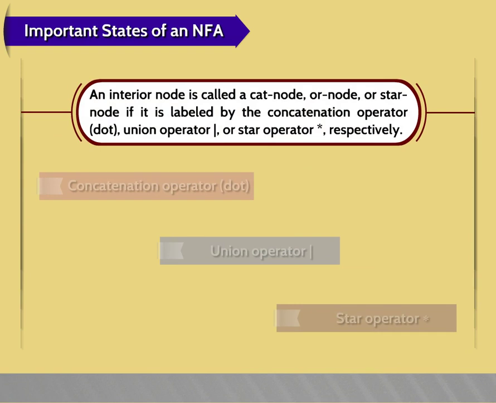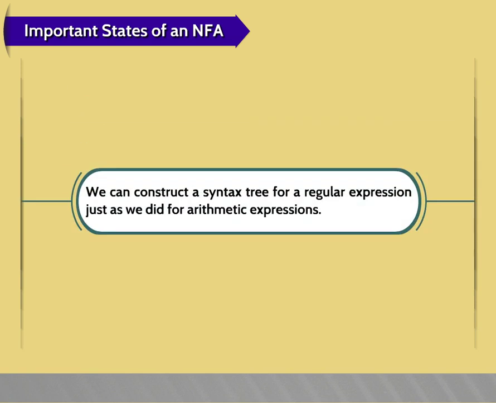An interior node is called a cat node or star node if it is labeled by the concatenation operator, that is dot, union operator, slash, or star operator, asterisk, respectively. We can construct a syntax tree for a regular expression just as we did for arithmetic expressions.